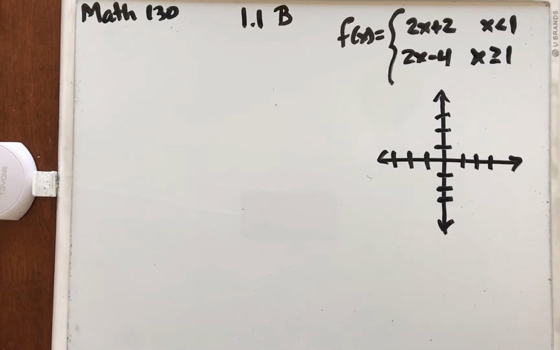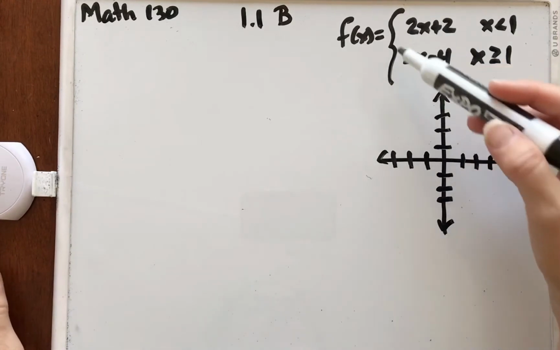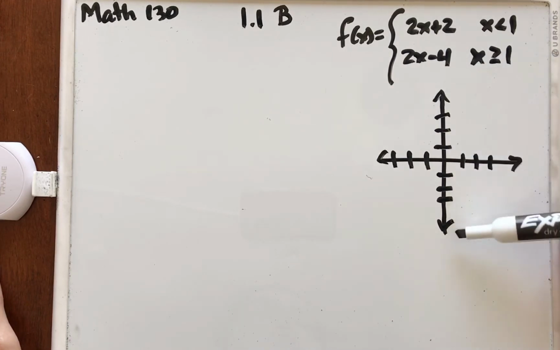Okay, 1.1b. Go ahead and write this down. We're going to look at a piecewise function. For x less than 1, we're looking at the equation 2x plus 2. For x greater than or equal to 1, we're looking at 2x minus 4. So go ahead and graph this, and we're going to go 3 out in each direction.